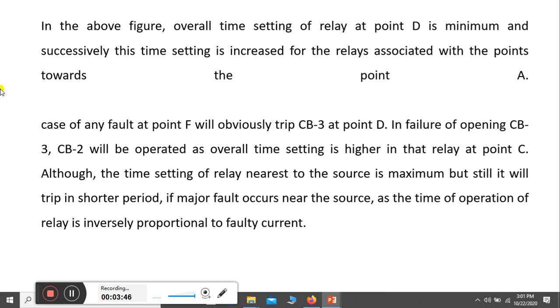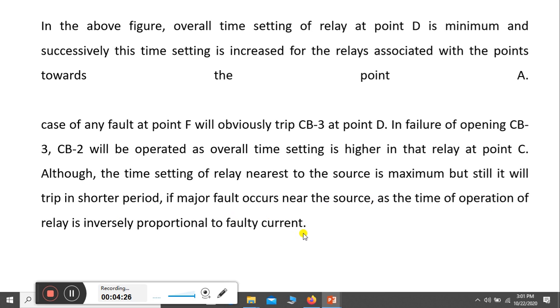In case of any fault at point F, it will obviously trip CB3 at point D. On failure of CB3 to open, CB2 will operate, as the time setting is higher in the relay at point C. Although the time setting of the relay nearest to the source is maximum, it will still trip in a shorter time if a major fault occurs near the source, as the time of operation of the relay is inversely proportional to the fault current.